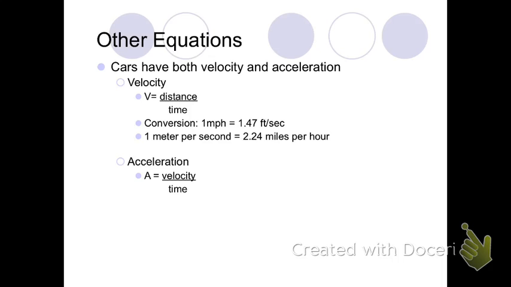These conversions are really important. 1 mile per hour equals 1.47 feet per second. If you're calculating stopping distance, you want to convert from miles per hour because your stopping distance in miles is going to be a really, really small number. And then if you're converting from 1 meter per second, which is what we use in our physics equations, and you want to calculate speed in the units that we know, miles per hour, you're going to use this conversion as well. And then we have acceleration is velocity divided by time.